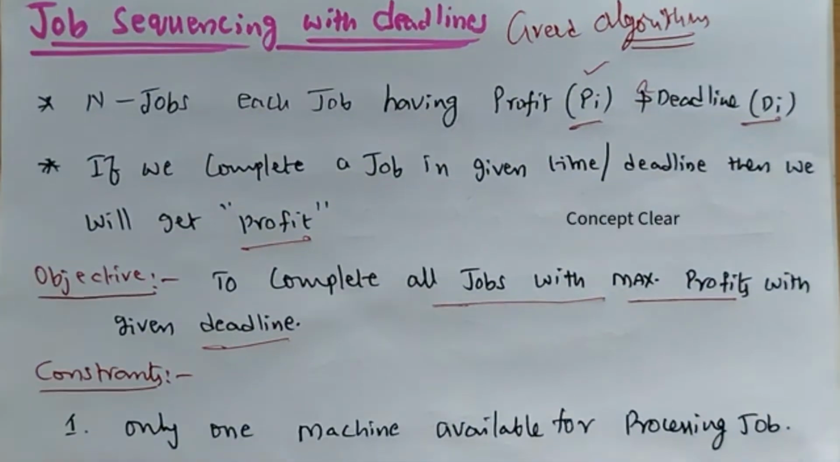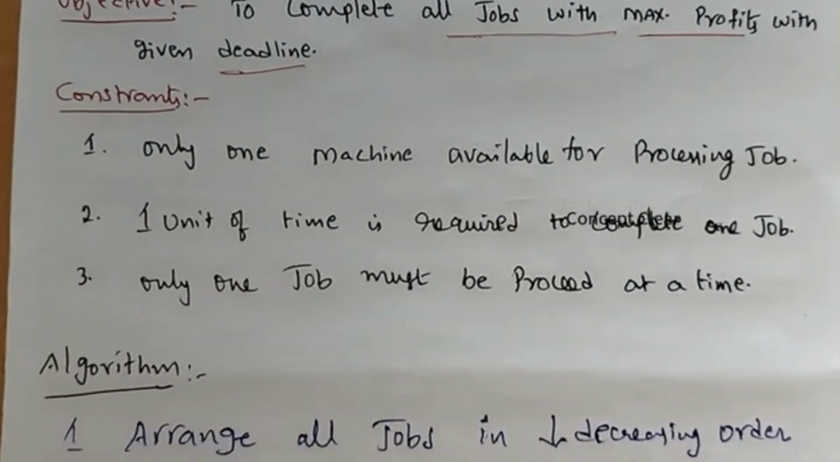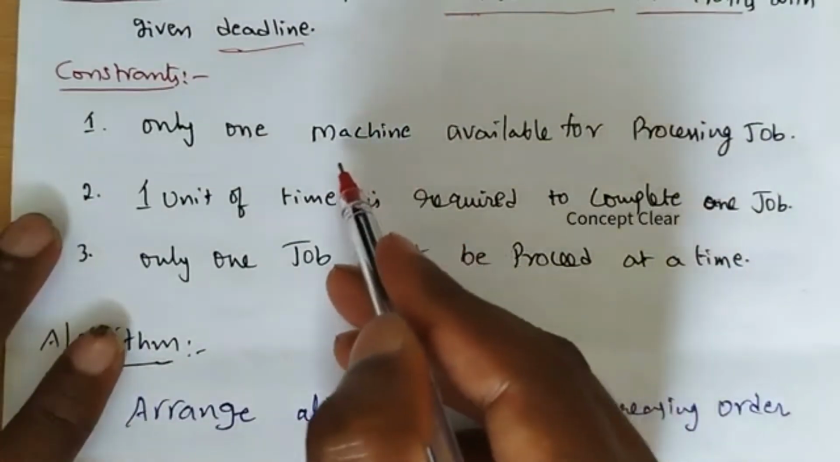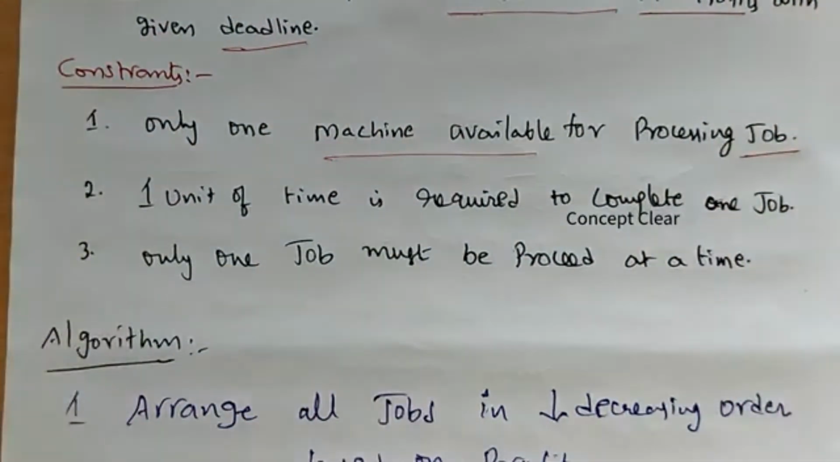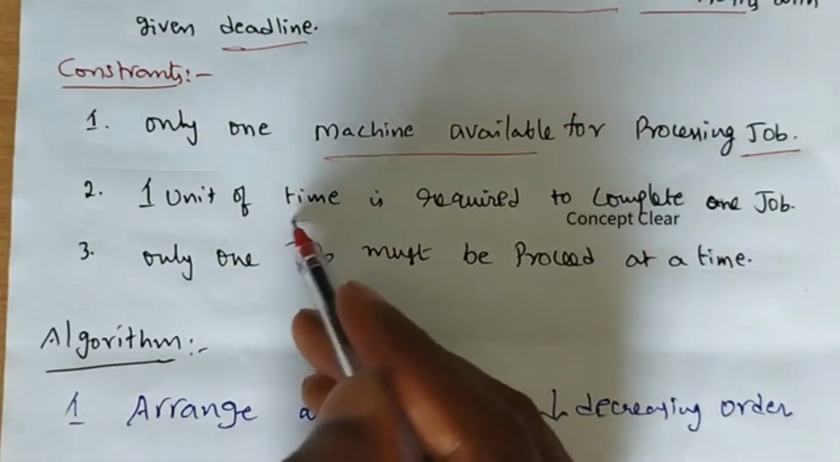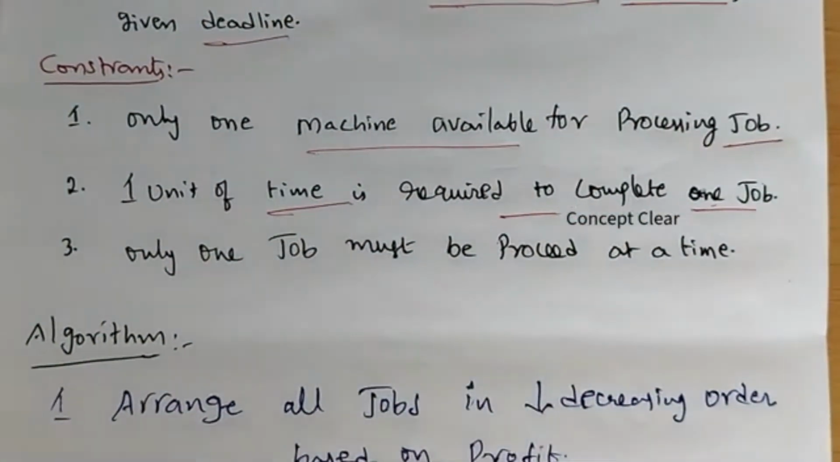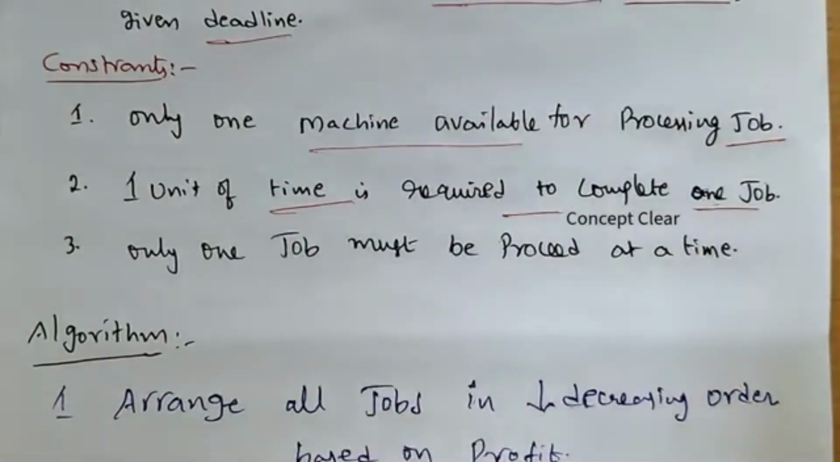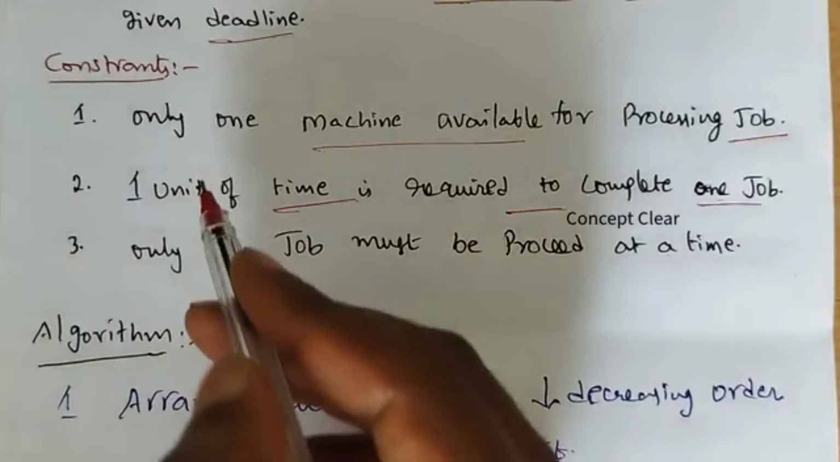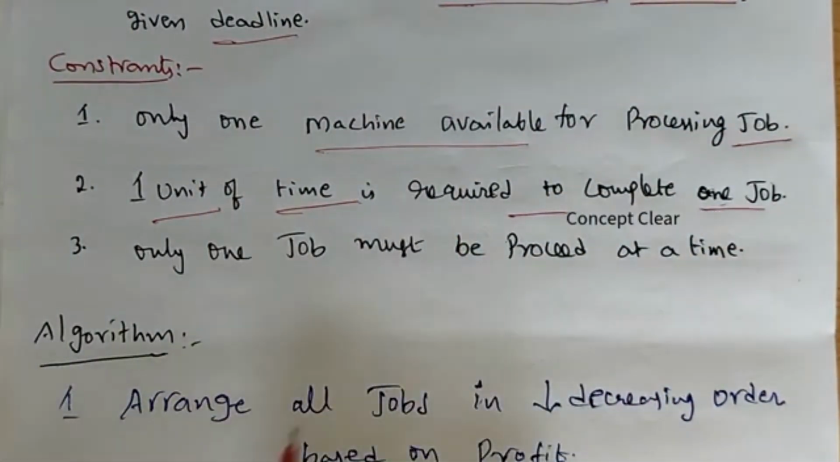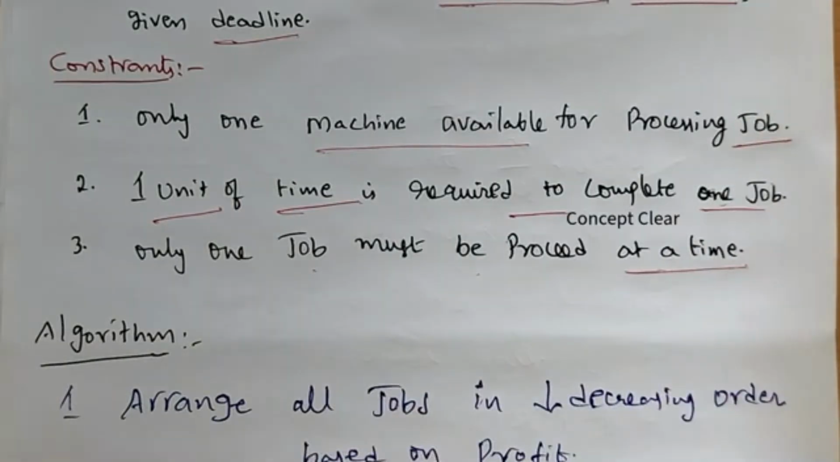What are the main conditions in this method? The first condition is that only one machine is available for processing the jobs. The second condition is that 1 unit of time is required to complete one job. To finish any one job execution, we require only 1 unit of time. And the next point is that only one job must be processed at a time. There is no multiple job execution. These are the three conditions.